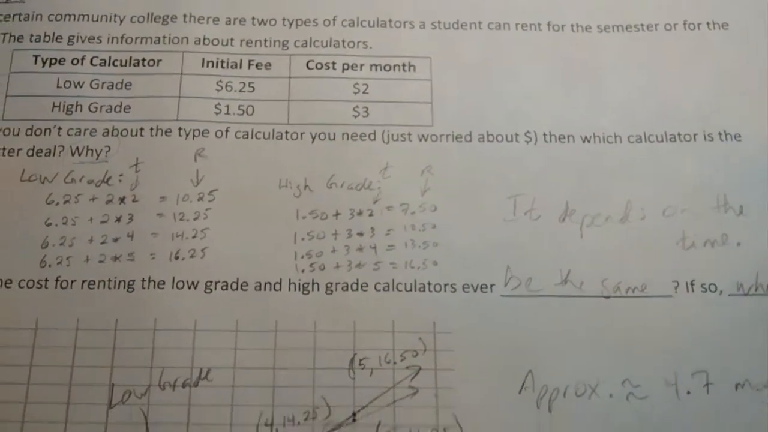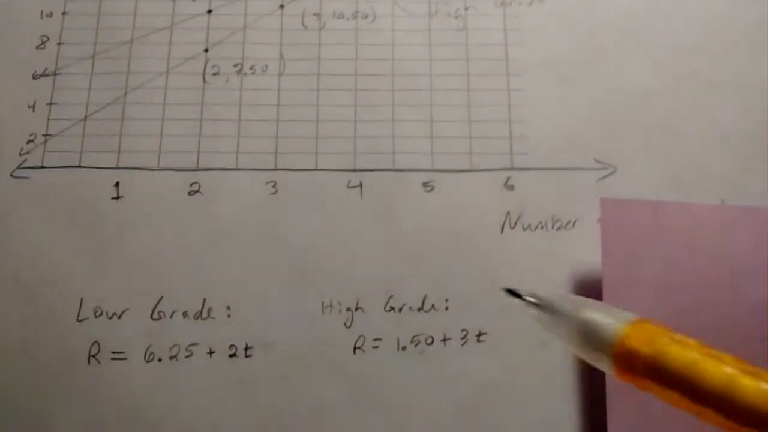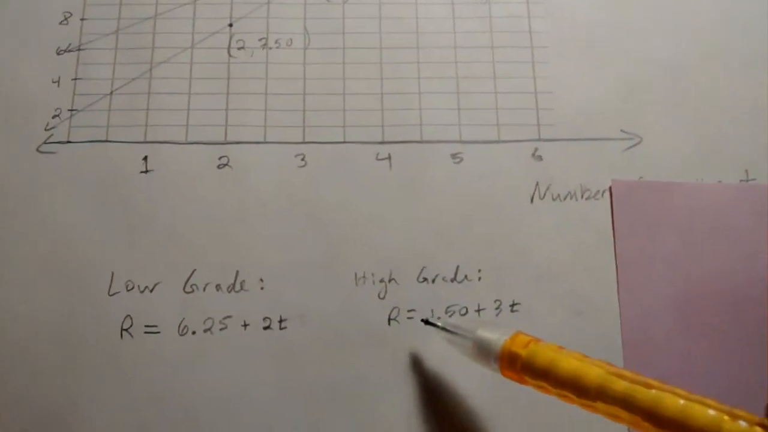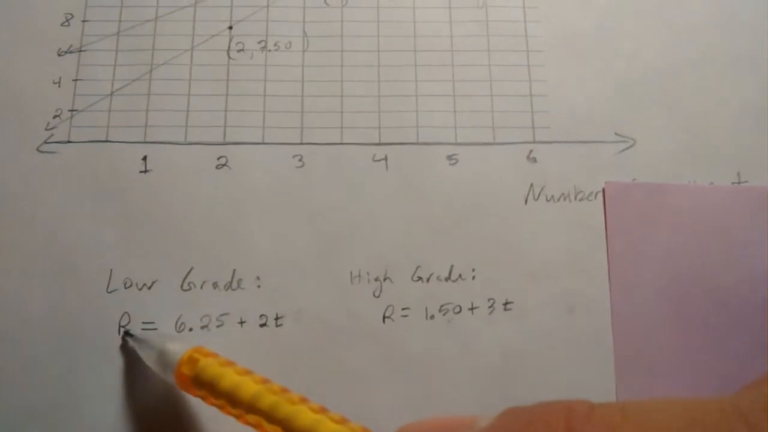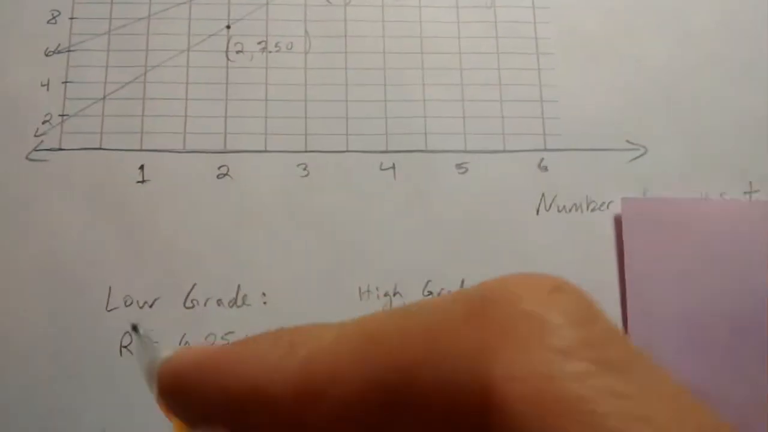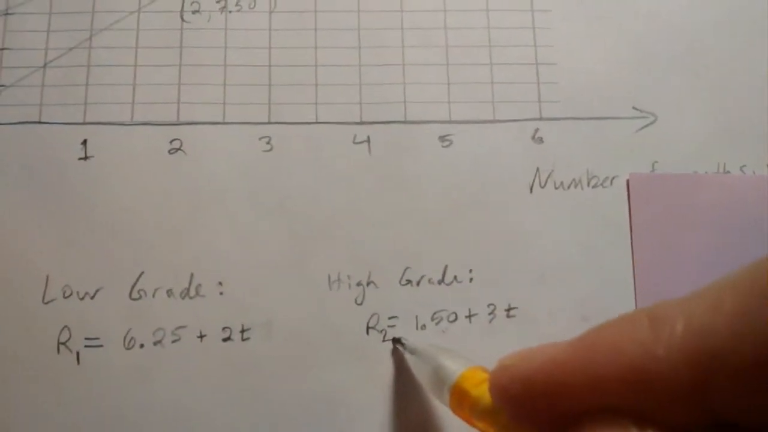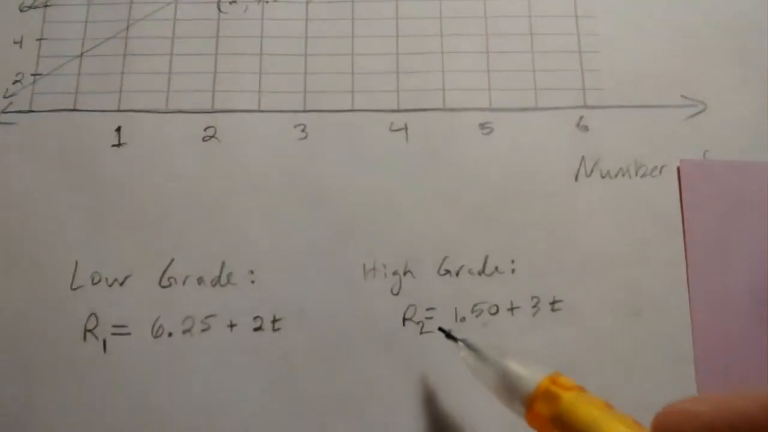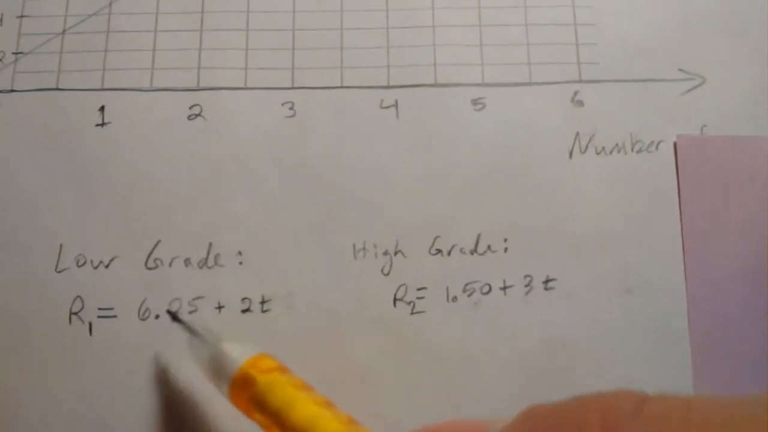Seeing that pattern there, the question now is, in terms of their symbolic rules, what does it mean if these rental costs are going to be the same? What does it mean for these to be the same? By the way, these are different, so I'm going to say R1 for low grade and R2 for high grade. They don't represent the same symbolic rule, so we use subscripts for that.